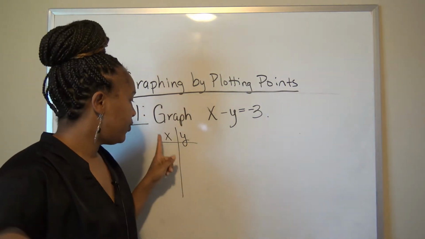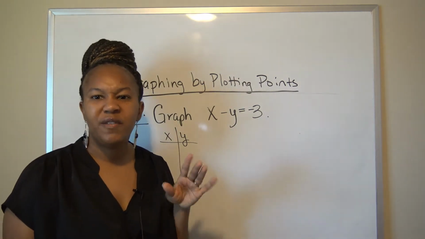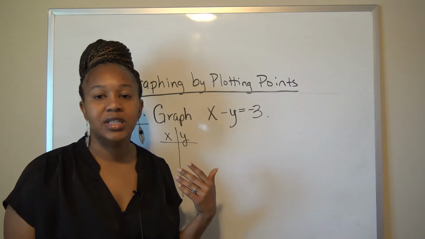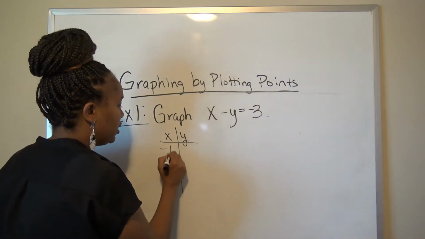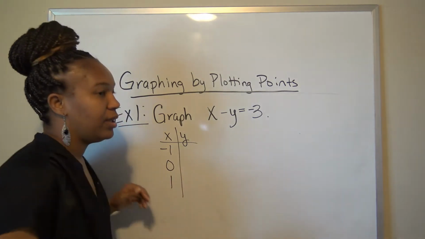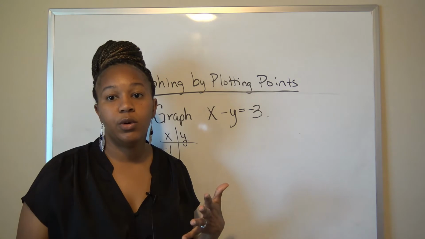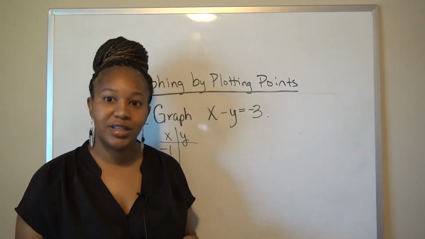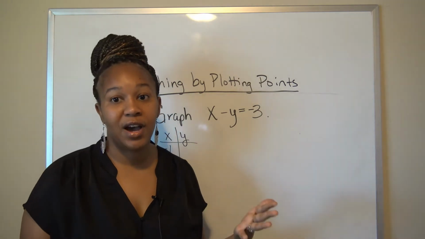And so you would pick any numbers you want for x. I like to pick 3 to 5 numbers for x and then go from there. The 3 I'm going to pick here is -1, 0, and 1. However many you pick, you need to pick at least 3, but it will depend on what your homework says. If your homework says find 3 points, then pick 3 numbers. If it says find 5 points, then pick 5 numbers.